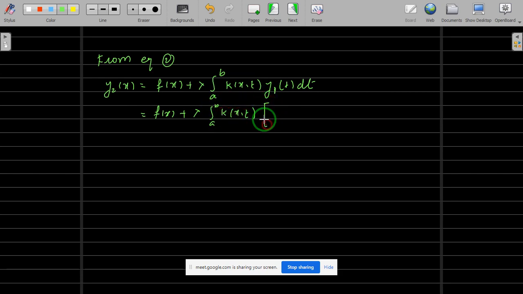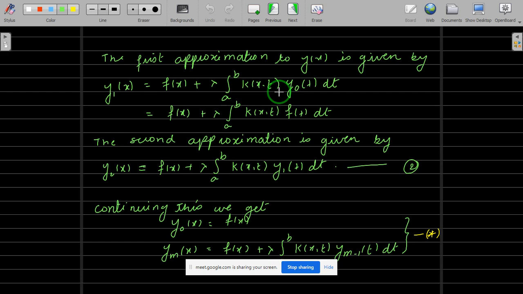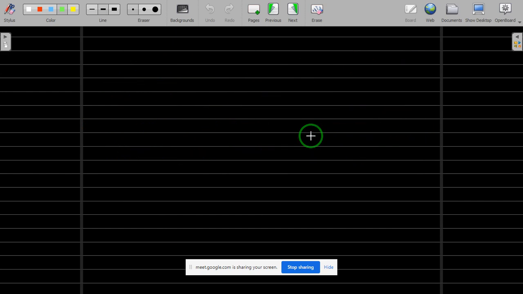and then y1 of t means it will be f of t plus lambda integral a to b k(t,u) f(u) du, using some other variable, and then dt. We want the expression for y1 of t, and what you had was the expression for y1 of x. So accordingly you change your variables. Be careful over there.